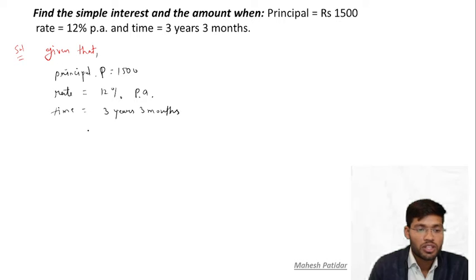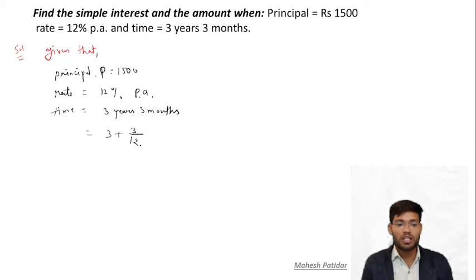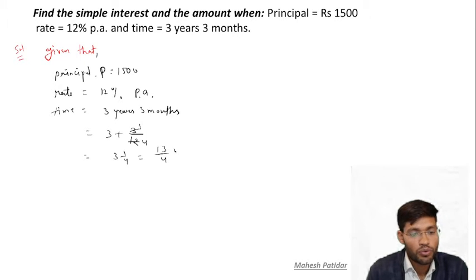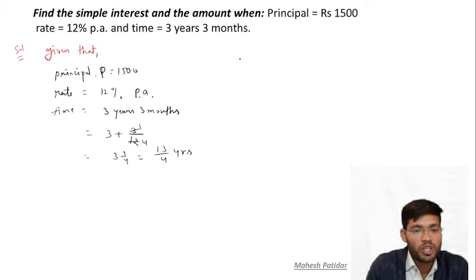3 years and 3 months is equal to 3 years plus, we have to convert it into years. There are a total of 12 months in a year, so 3 months out of 12 months becomes yearly. 3 ones are 3, 3 fours are 12, so 3 by 12 is 1 by 4. So the time is 3 and 1 by 4, that is 13 by 4 years. This is the time. Now we have to calculate the simple interest, that is SI.